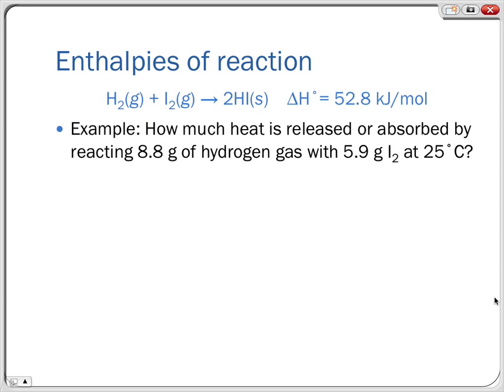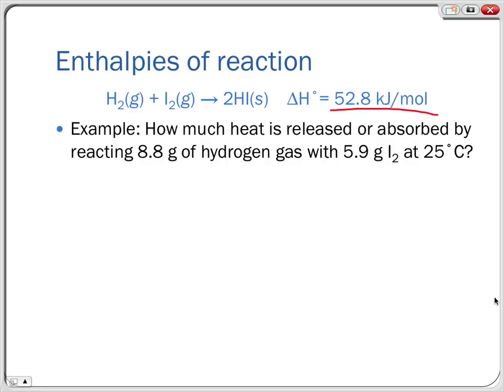So new example. This time we have a reaction between hydrogen gas and iodine gas to produce hydrogen iodide. In this case, our delta H naught is 52.8 kilojoules per mole. And so our question is this: how much heat is released or absorbed by reacting 8.8 grams of hydrogen gas with 5.9 grams of iodine at 25 degrees Celsius? So in this particular case, we don't know which one to start with. We've got to find the limiting reagent.